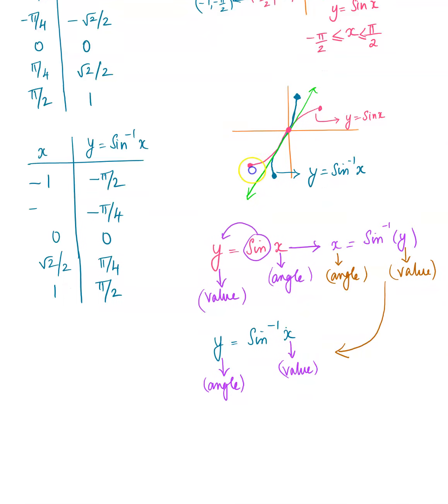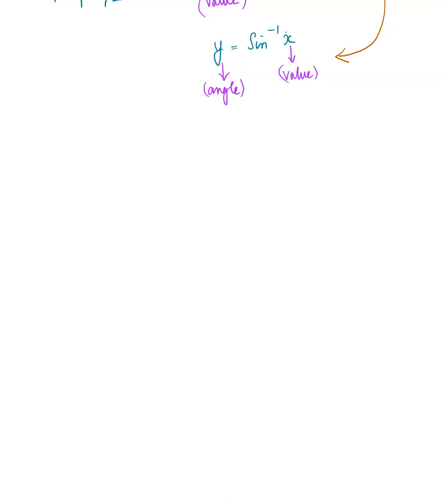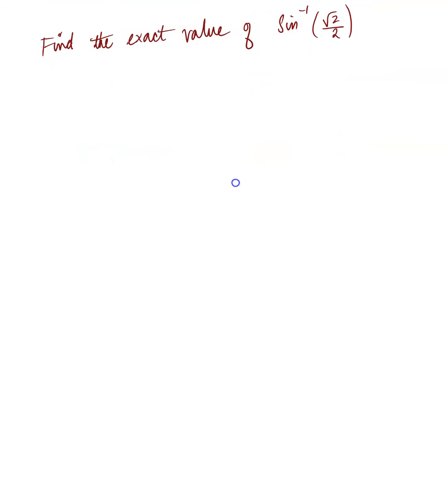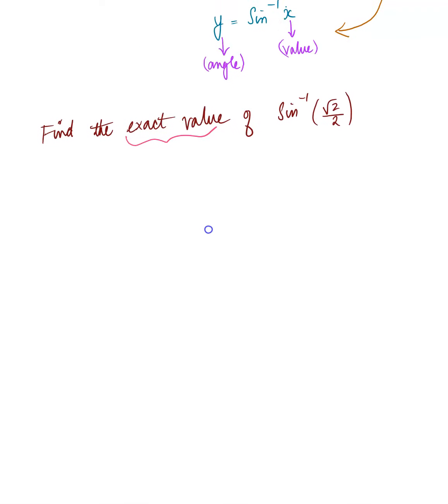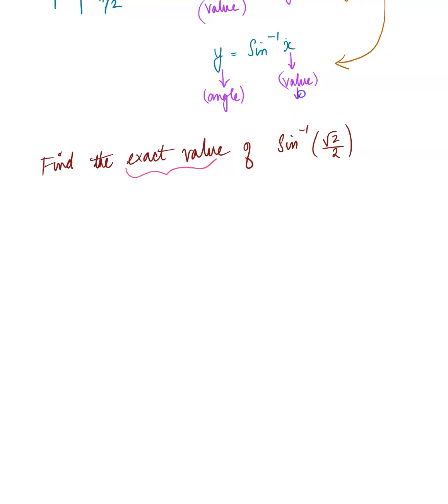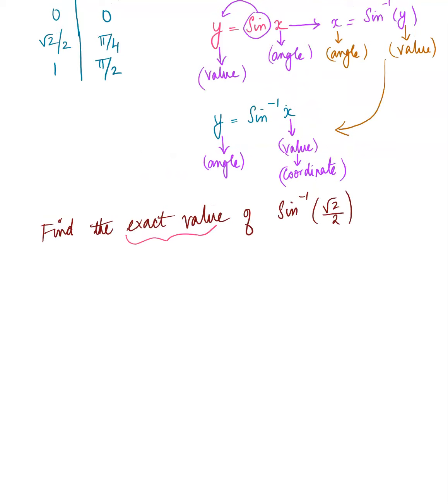So let's go ahead and do some problems. Find the exact value of sine inverse of 2. Now, the word value here is in the problem, where it doesn't matter what the answer is, whether it's an angle or a numerical coordinate value, because you are still asked to give the answer. So when I say value here, I actually mean the coordinate. It's a numerical value as a coordinate. Angle is also numerical. What I mean here is that it's the coordinate.